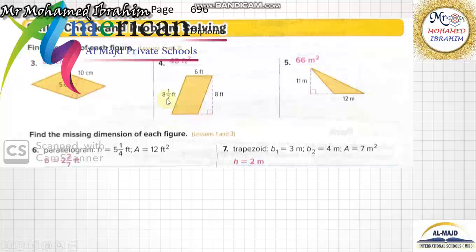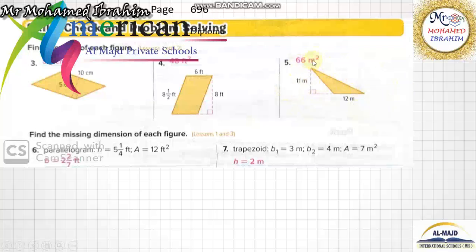Here another parallelogram. Base length times the height. Base length is 6. The height is 8. 6 times 8 is 48 square feet. Okay, square feet. Because feet is plural. Foot is a single. Okay.